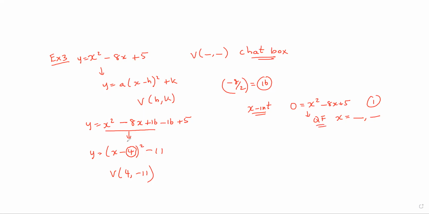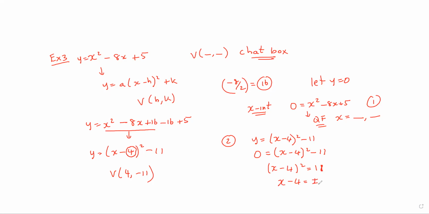But because you already have this in complete square form, I will do it this way. So we write y equals x minus 4 squared minus 11. So we'll let y equal 0 again. This is method 2. So I'll put 0 in there for y, x minus 4 squared minus 11. Let's put the 11 over, so x minus 4 squared equals 11. So x minus 4 will be plus or minus root 11, and then you bring the 4 over.